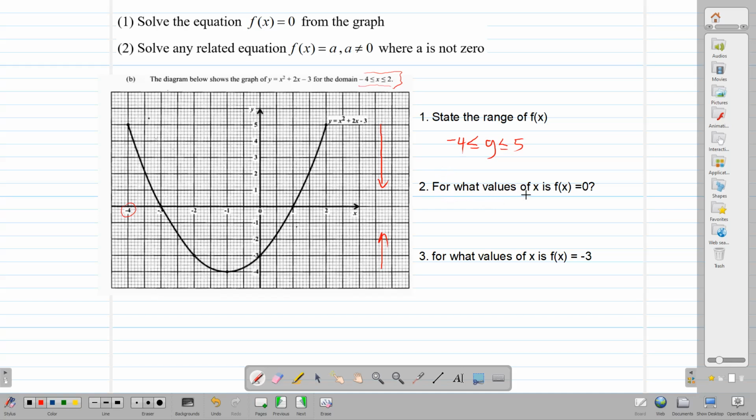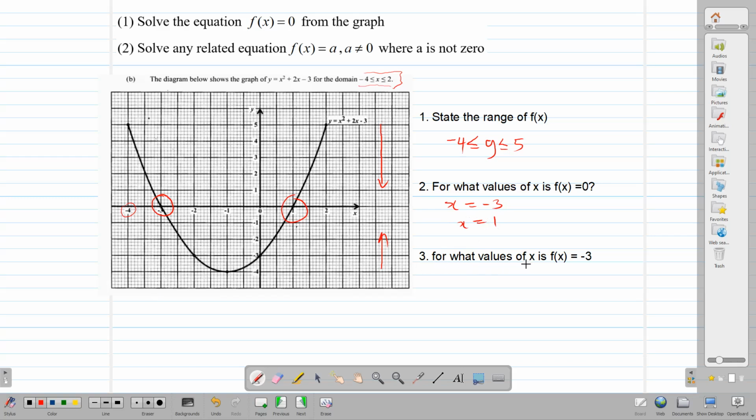For what values of x is f of x equal to 0? All that this means is you need to look at your graph, see where the graph intersects with the x-axis. The graph intersects with the x-axis here and here. And all that you need to do is to write down those two numbers. It's equal to 0 where the curve intersects with the x-axis here and here. So our solutions are x equals -3 and x equals 1.